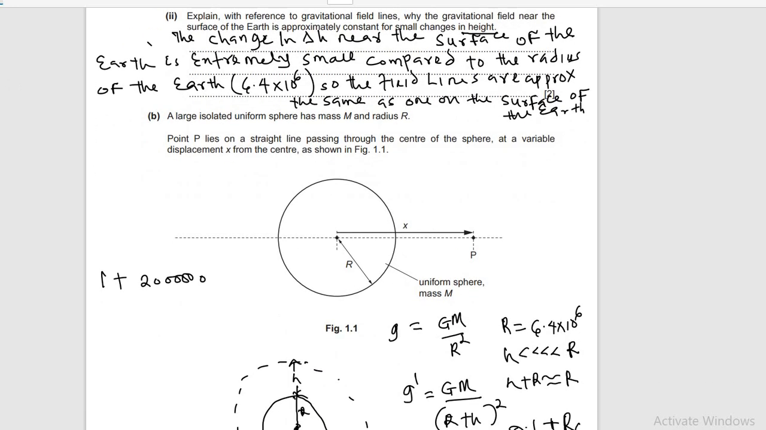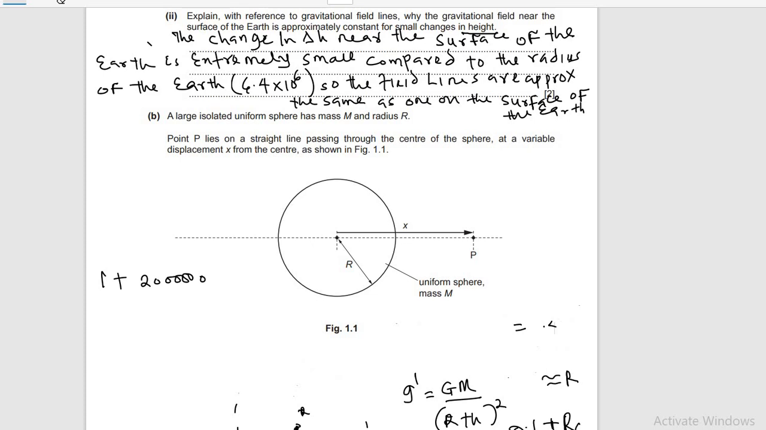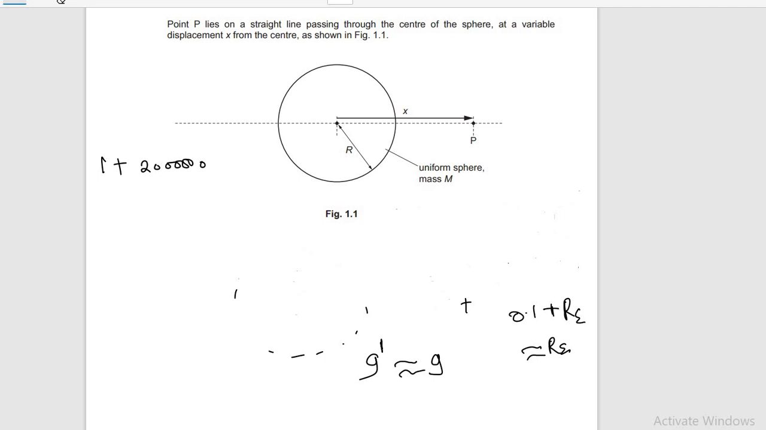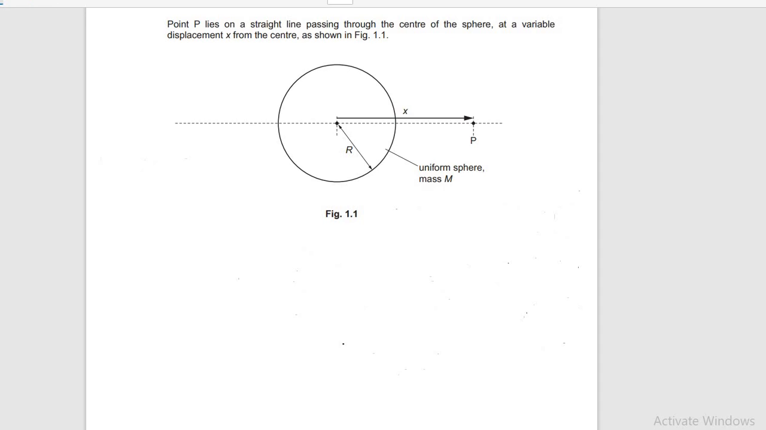I believe it's clear. Now the next question. A large isolated uniform sphere has a mass M. As you can see, the sphere has a mass M and radius R. Point P lies on the straight line, at a particular distance x away from the center of the sphere. And they said variable displacement, it means the distance is changing.